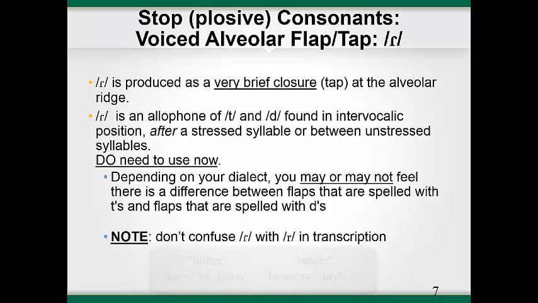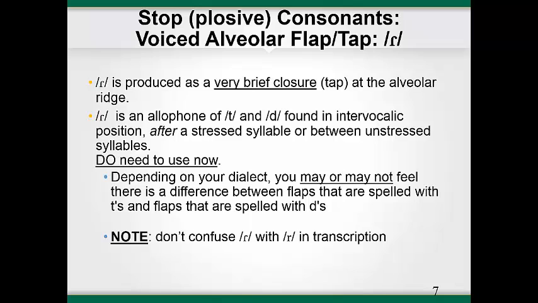Even though the alveolar flap is an allophone of the t and d phonemes, we will transcribe it in broad transcription. You will need to learn to distinguish the difference between the alveolar flap and the d sound, as in dog. As you listen, the biggest difference between the two is that the alveolar flap is much briefer than the d. Listen again. Ladder versus ladder.